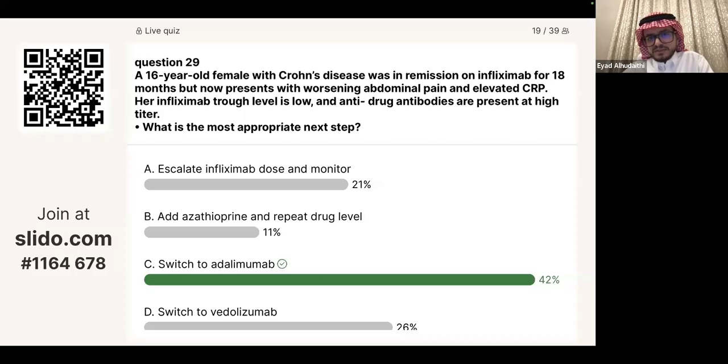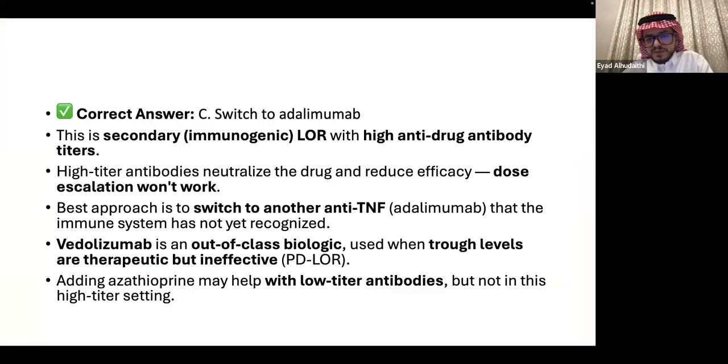The first clue is if you see a patient that has been responding to infliximab for a long time, then you will consider keeping the patient in the same category before giving up on the anti-TNF. So this is a secondary loss of response with high anti-drug antibody titer. The high titer antibodies neutralize the drug and reduce efficacy. Dose escalation won't work. The best approach is to switch to another anti-TNF, so within the class.